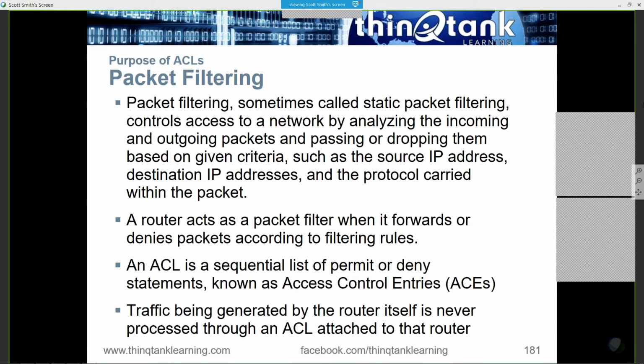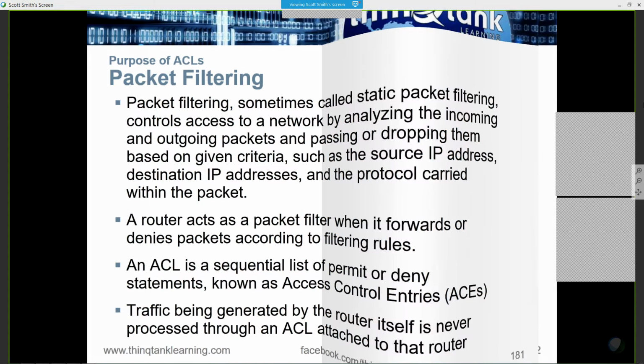One of the golden rules, traffic generated by the router itself can never be filtered by an ACL on that router. That would cause all kinds of problems because you'd have EIGRP traffic being filtered, you'd have OSPF traffic being filtered, CDP, all kinds of stuff. So Cisco has made that kind of a standing rule. We never filter traffic that's originating on the router itself.